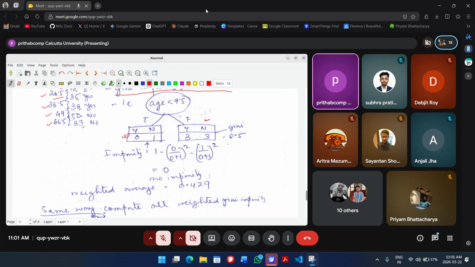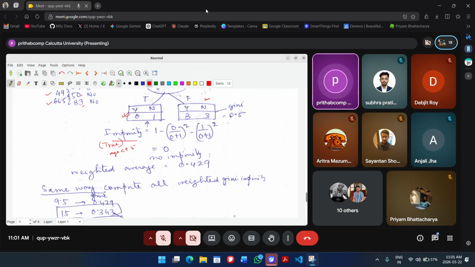non-pure class. Okay. So the impurity can be calculated as 1 minus (0/1) squared minus (1/1) squared. Okay, so this is for the true part of it, age less than 9.5. Same way we can calculate what it is for this one. I have not done it, but it is found that it is 0.5. You can do it and see quickly. Then you take the weighted average for these two parts, and as a result we get this 0.429.